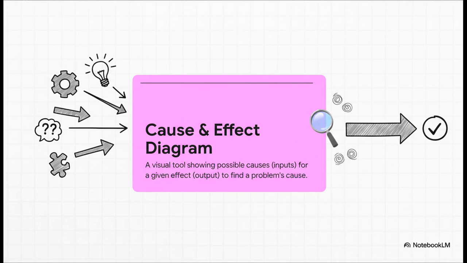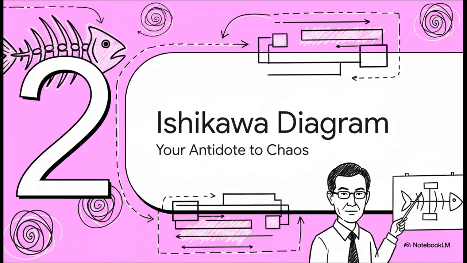At its heart is a visual tool. It's designed to do one single thing incredibly well: to map out all the possible causes, the inputs that might be creating a specific problem, the output. It brings a ton of structure to brainstorming, and it is, without a doubt, the critical first step in any real root cause analysis.